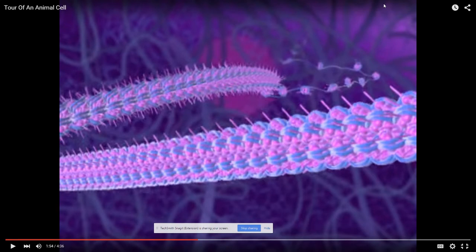Does anybody know the molecule? Again, we're not talking about DNA genetic. Does anybody know the name of the molecule that copies DNA?